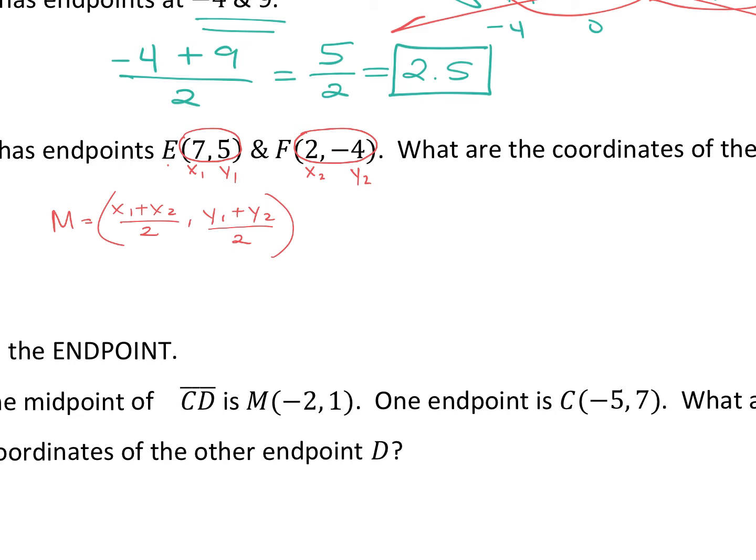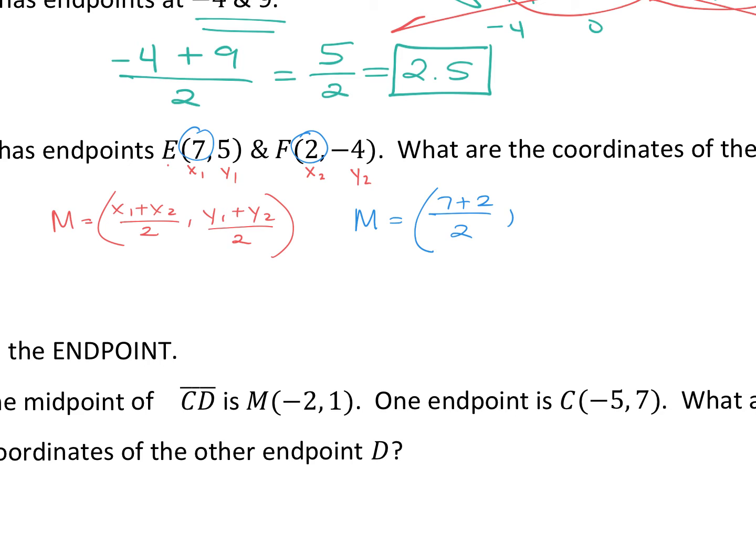We don't want to add x's to y's. We want our x's to stay together. We want our y's to stay together. Okay, so don't combine different letters. Keep your letters together. All right, so if this is my setup, then my midpoint is going to be x1, which is 7, plus x2, which is 2, divided by 2.